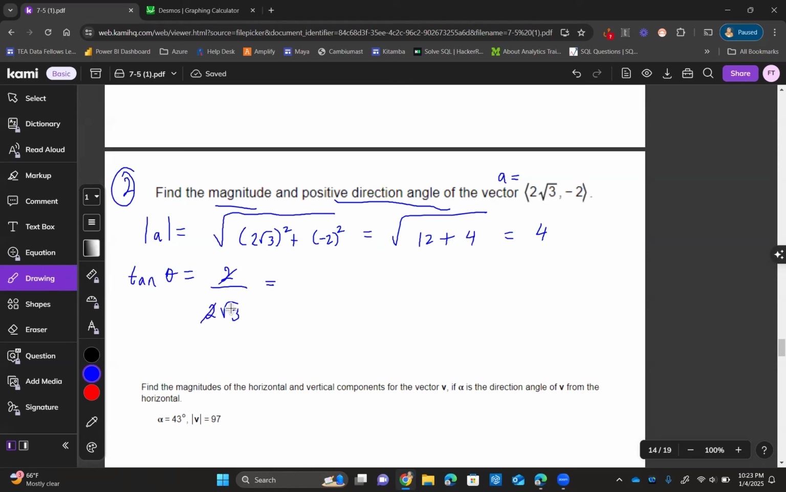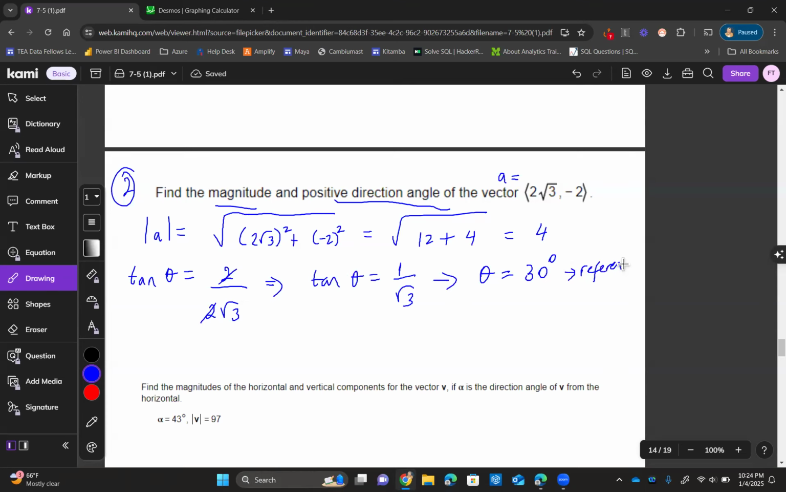And then this cancels this. So this is an angle whose tangent value is equal to 1 over root 3. And I do recognize this angle because this is the angle where the sine value is 1/2 and the cosine value is root 3 over 2, so they cancel each other. So that angle is 30 degrees. This is the reference angle.